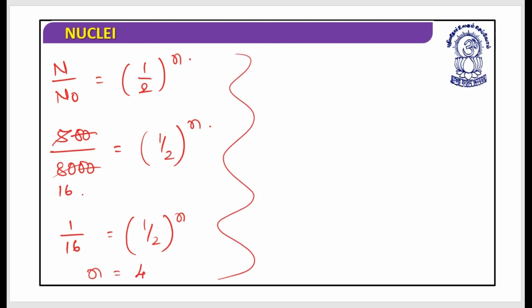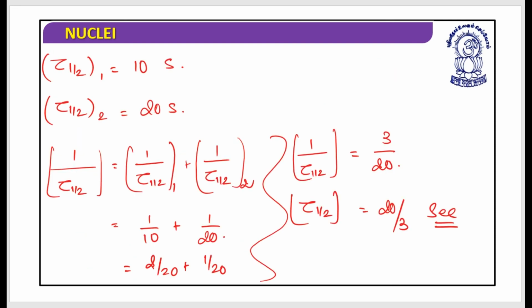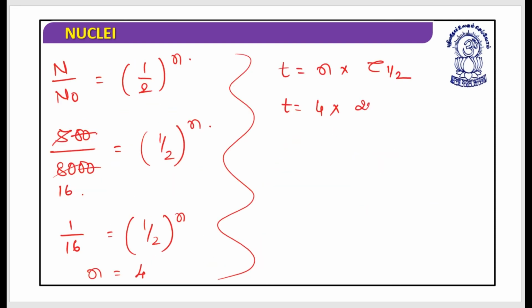So if n is equal to 4, then T is equal to n into tau half. What amount of time is required? 4 cycles are required, and tau half is 20 by 3 seconds. So 80 by 3 seconds are required to make this happen. I hope this is clear.